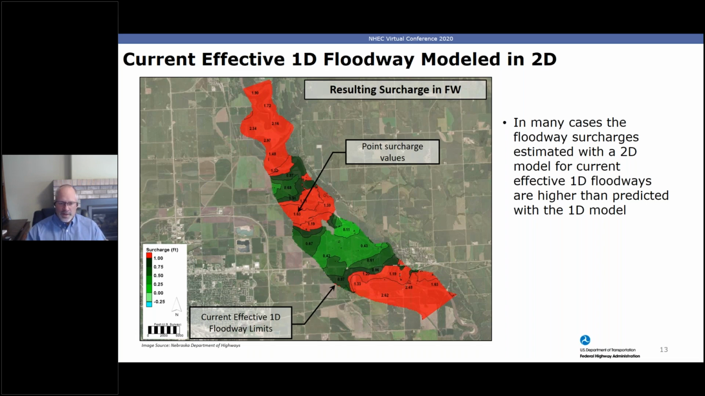And so that's mainly because of all the assumptions I talked about earlier, but it's something that I've seen in most projects, and some of them again are quite high. My hope in all this is that you're seeing how important it is to move into 2D modeling to delineate floodways, and mainly because of the number of assumptions.